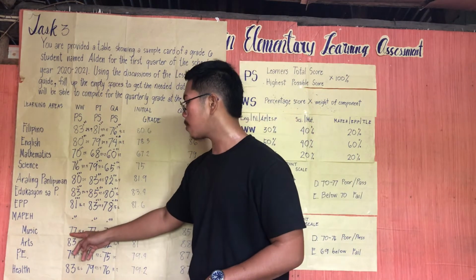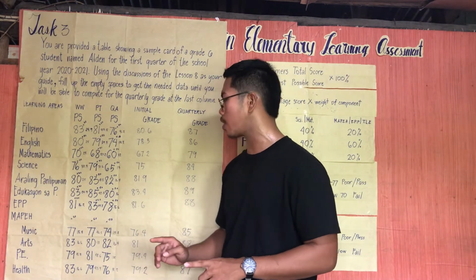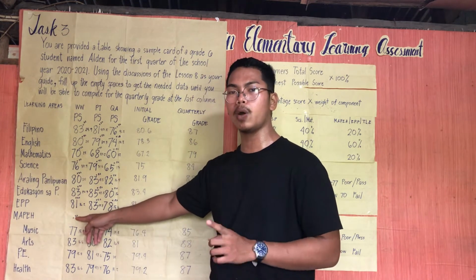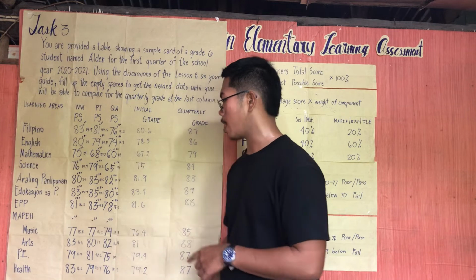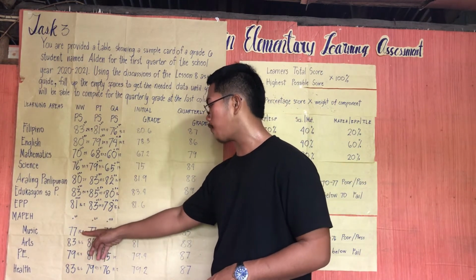For the music, 77 is the given percentage score, and now we can find the weighted score. 77 times 20, because 20 is the corresponding weight of component for the MAPE subject. 77 times 20 is equal to 15.4.